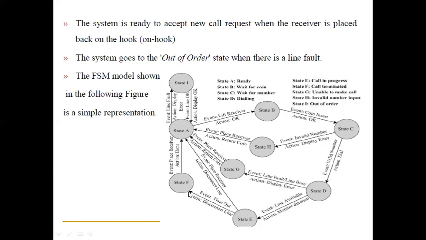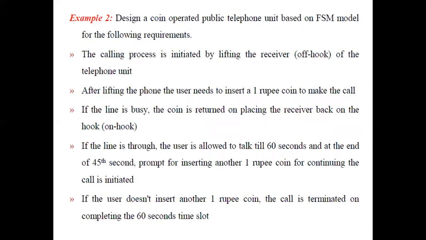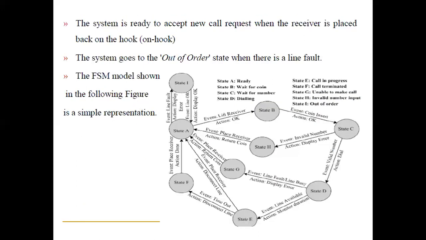You are going to replace the receiver back. If you insert a coin, it will continue your call, and after talking, you need to place your receiver back. The action is done. Here we are not going to receive any of the coin. So this is the example for the design of a coin operated public telephone. Hope you have understood.